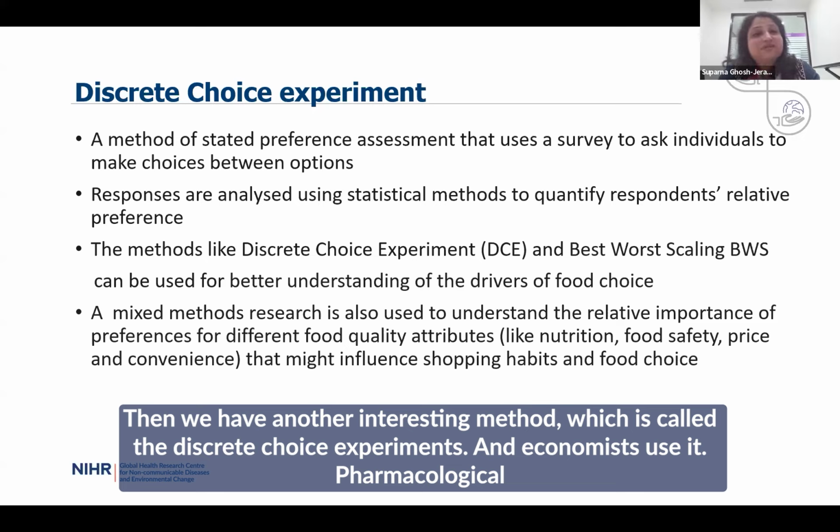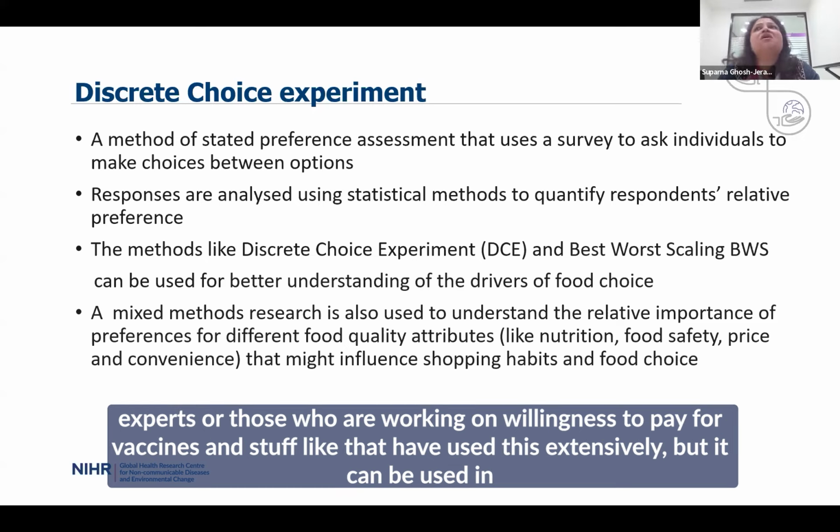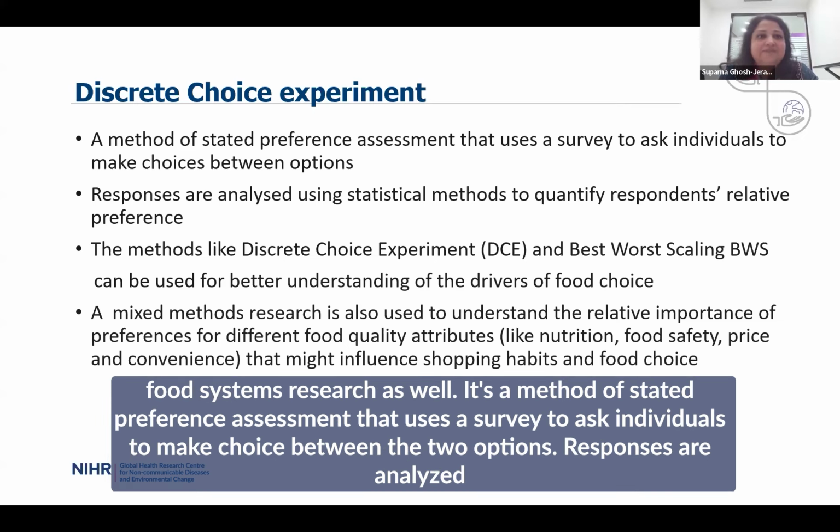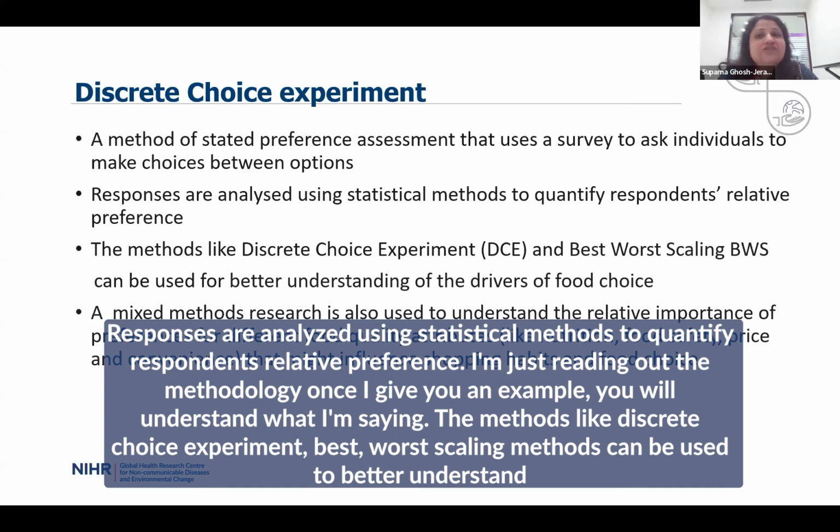Pharmacological experts, or those working on willingness to pay for vaccines and similar topics, have used this extensively, but it can be used in food systems research as well. It's a method of stated preference assessment that uses a survey to ask individuals to make a choice between two options. Responses are analyzed using statistical methods to quantify respondents' relative preference. I'm just reading out the methodology. Once I give you an example, you will understand what I'm saying.